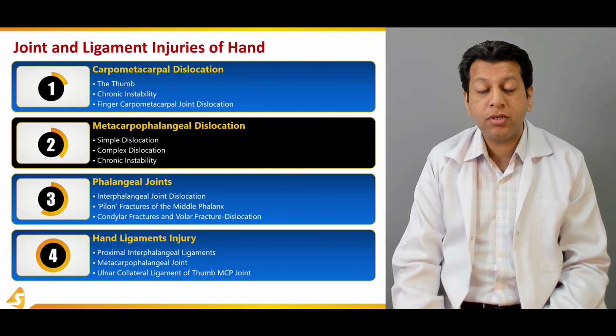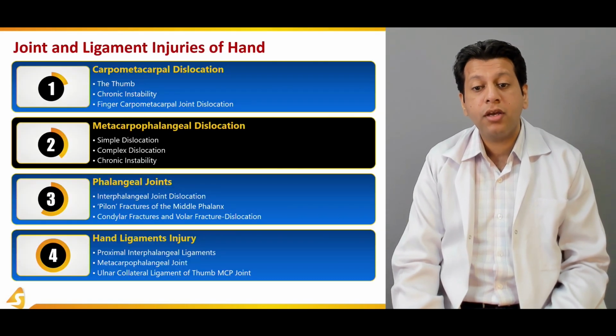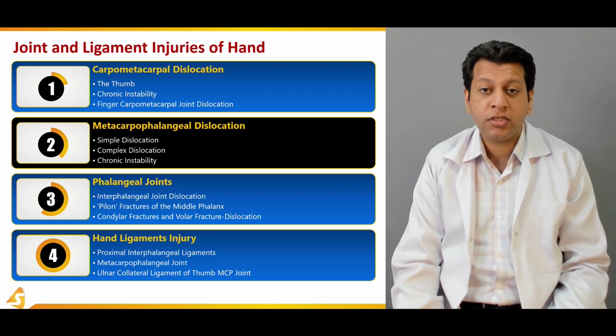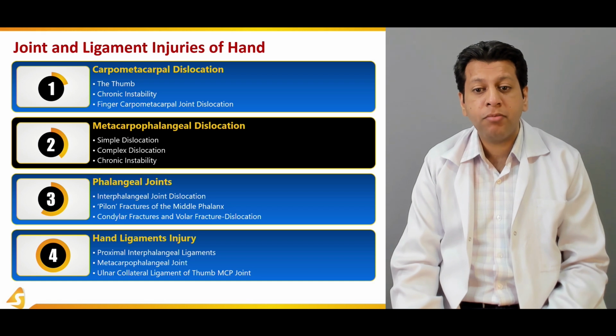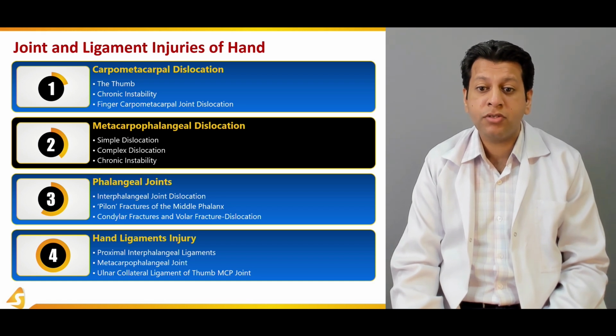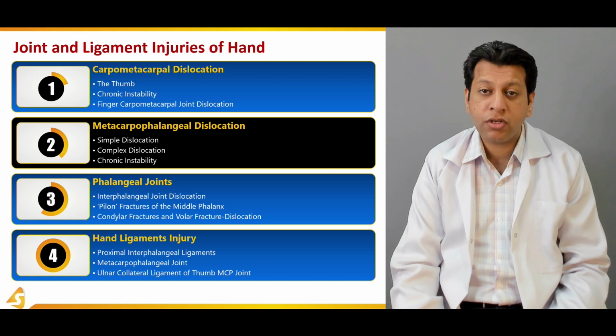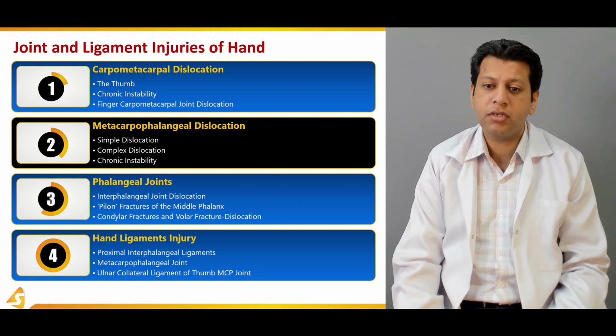In this section, we will be discussing a simple dislocation and then the complex dislocation, which is sometimes associated with fracture or palmar plate rupture. We'll also briefly discuss metacarpophalangeal joint dislocation associated with chronic instability, in which the palmar plate ruptures and there is chronic instability and insufficiency of these ligaments.